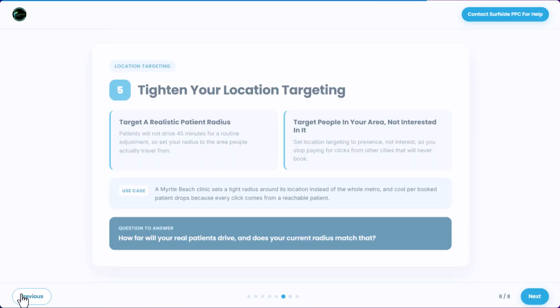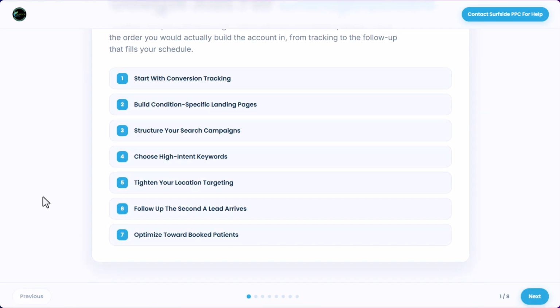So to wrap this all up, start with conversion tracking and then build high quality condition specific landing pages. Make sure they are set up to convert. Structure your search campaigns and target the right keywords. And then from there, make sure you have the right location targeting, the right bidding strategy, and you're really optimizing for the right actions. As long as you have leads coming in and as long as you have people following up with those leads, you should be in good shape to get more and more clients coming into your practice.